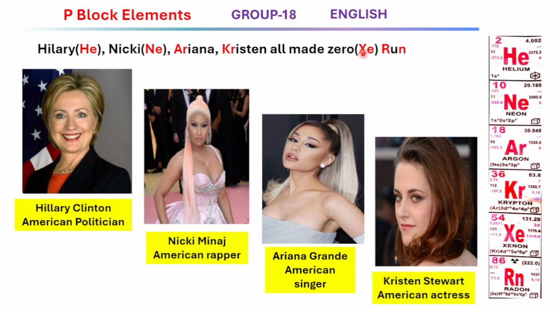So all made 0 run. So 0 you have to remember as Xe. Xero, not Zero. You have to remember that 0 means Xe. So Xe stands for xenon and run, Rn. So this Rn stands for radon. So Hillary, Nikki, Ariana, Kristen all made 0 run. That is the reason this women team lost that friendly cricket match against men team. Okay.